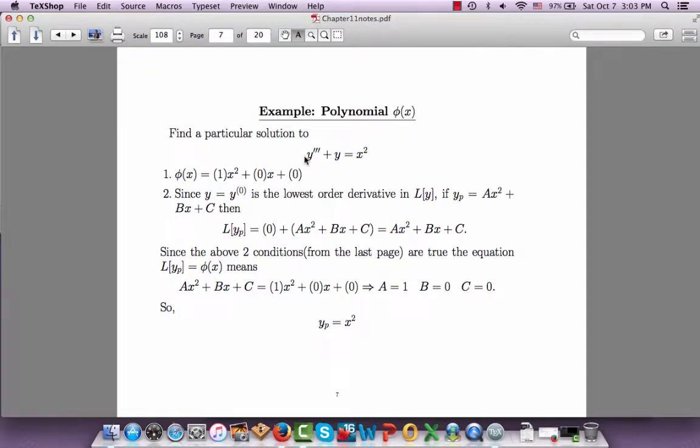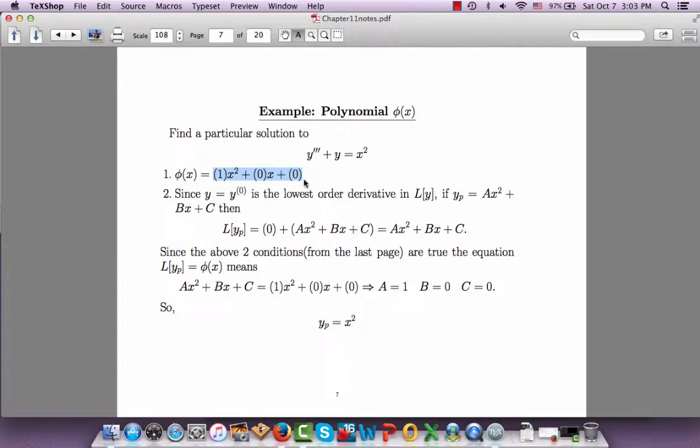In this case, we're taking a very simple example just to illustrate how we do this. It's going to simplify very easily. We have a third order equation. Our phi of x is x squared, so it's a polynomial of degree 2. We want to think of it as a general linear combination of the functions x squared, x, and 1. So the coefficients are 1, 0, and 0.